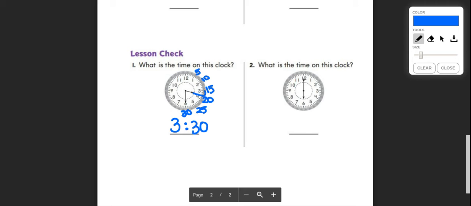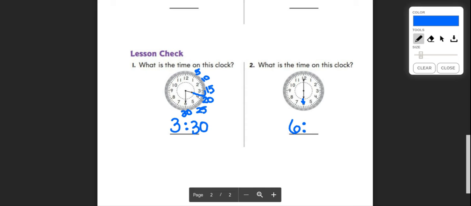All right, and the last clock says, what is the time on this clock? Well, let's look at this really carefully. The small hand, or the short hand, is pointing at the 6. All right, so it's right on the 6. That means it's 6 something. But if we look at the minute hand, it's on the 12. And I said before, if we counted by 5s and we get to 60, and once we get to 60, it means a new hour.